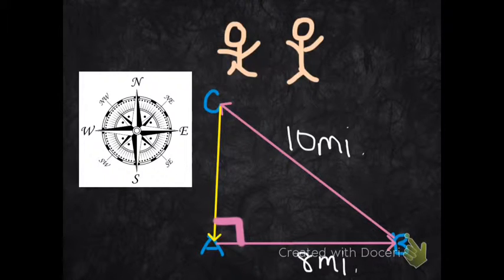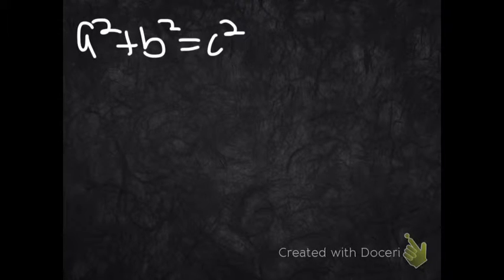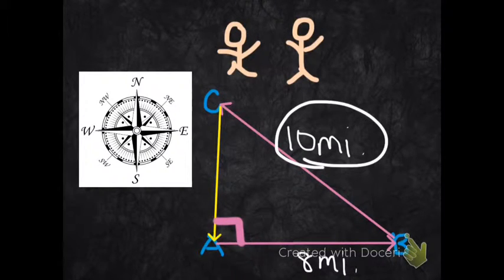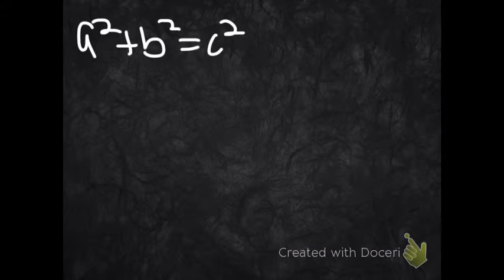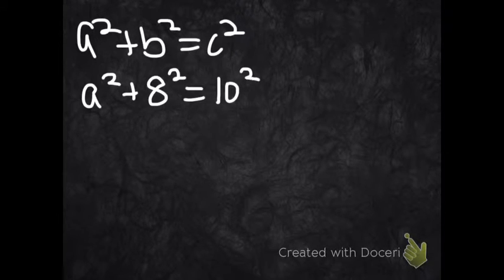Okay, so now you're ready to watch your explanation. So, like usual, we need to begin with our equation. A squared plus b squared equals c squared. We know that c would be 10 miles and b could be 8 miles. So let's plug that in. So we don't know a squared, but we know that b is 8 squared and c squared is 10 squared.